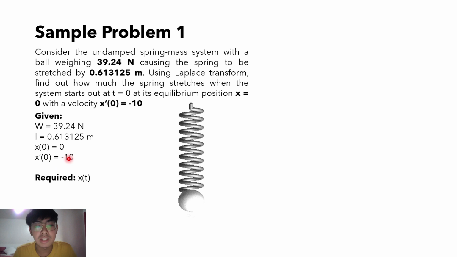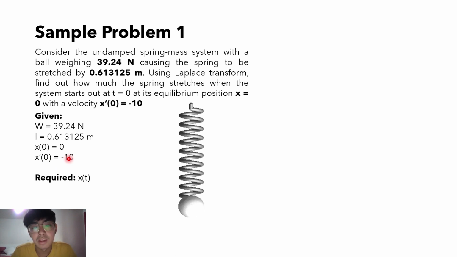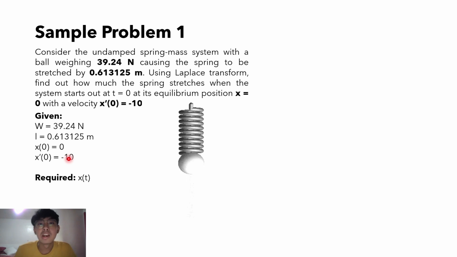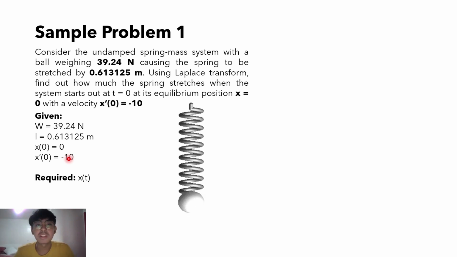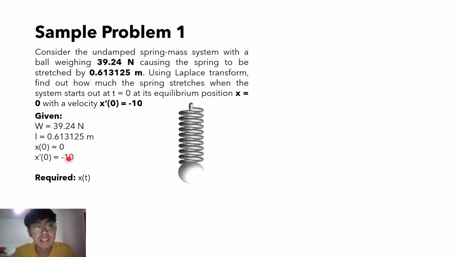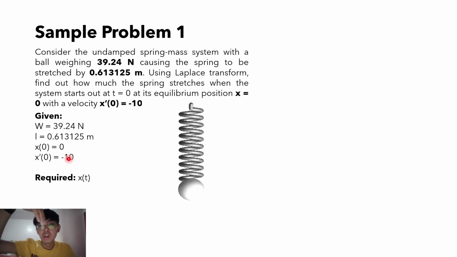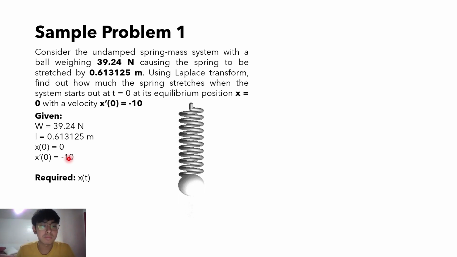The first derivative is our velocity, and what does a negative velocity mean? It means that we have pushed the mass upward, so the spring is going to be compressed rather than stretched. So when we release it, it's going to do a downward motion.